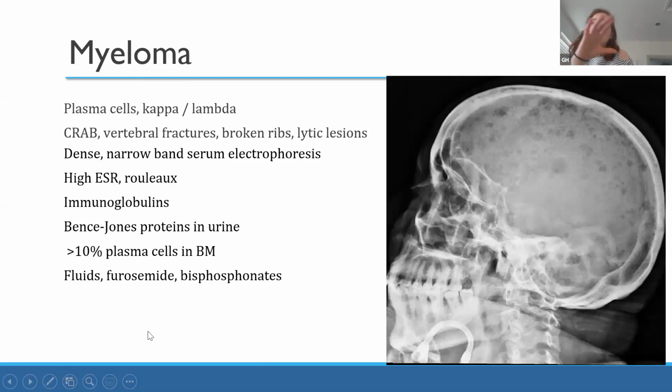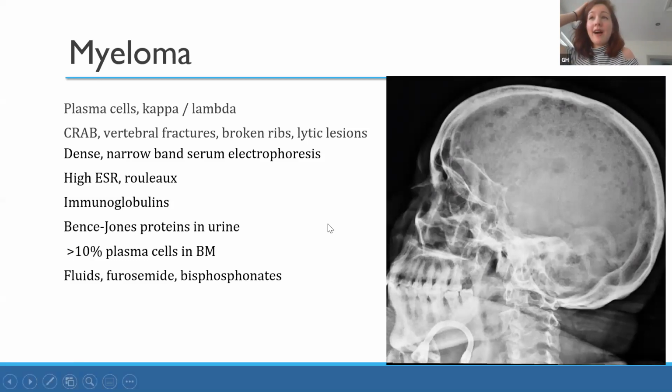Even if they don't, for CRAB, it's high calcium, renal failure, anemia, and then bone fractures. They're not often all present. I've seen patients who have had a high calcium, but their hemoglobin's fine and their creatinine's fine, but we still end up doing a myeloma screen, which is looking for immunoglobulins, looking for Bence-Jones proteins in the urine, all these sorts of things.